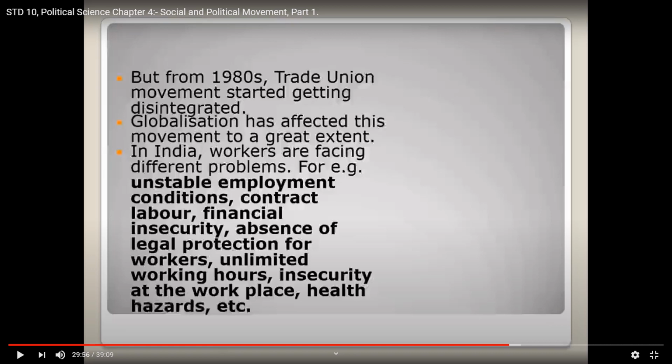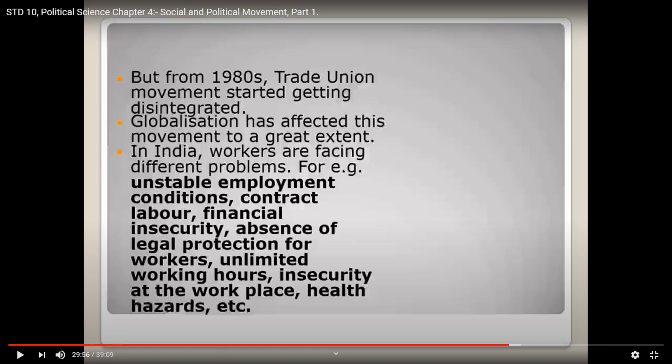financial insecurity. Many of the companies keep telling, we are running into loss, we are not having production, and they are not able to pay. At times the company or the employer pays lesser than the market rate for the laborer.